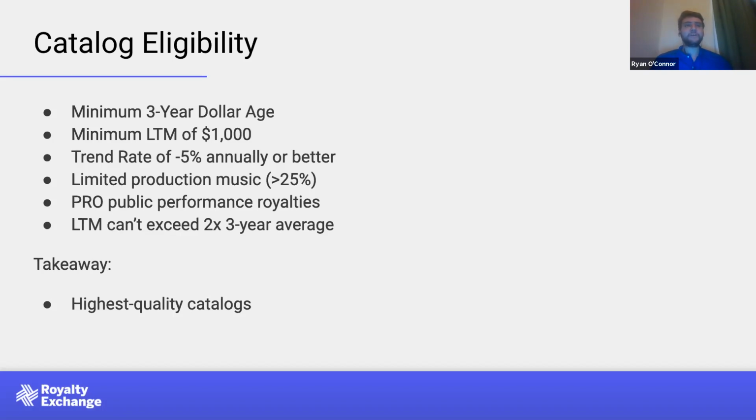Now, we adjust that a little bit to take into account one-off payments, things that might be uncharacteristic. Essentially, we're trying to find the underlying reliable cash flow of the catalog, and we take the cash flows that we receive and we adjust them a little bit depending on if they're outliers or not.